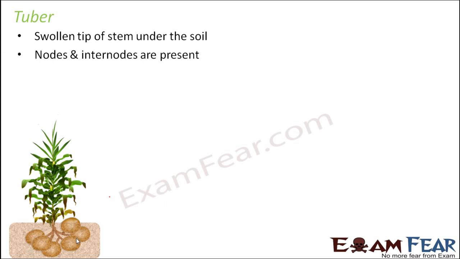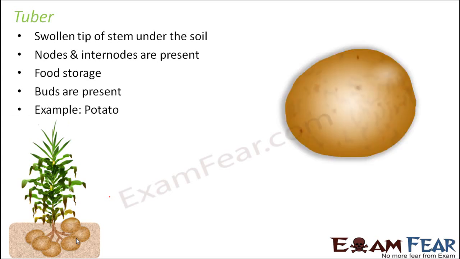So nodes and internodes are present. The purpose of this is food storage. It helps in storing food. Buds are also present. The best example is a potato. So here in this potato, I can actually show you where are the nodes and the internodes. You can see the small dots which you actually see on a potato. What are they? They are referred to as the eye of a potato.